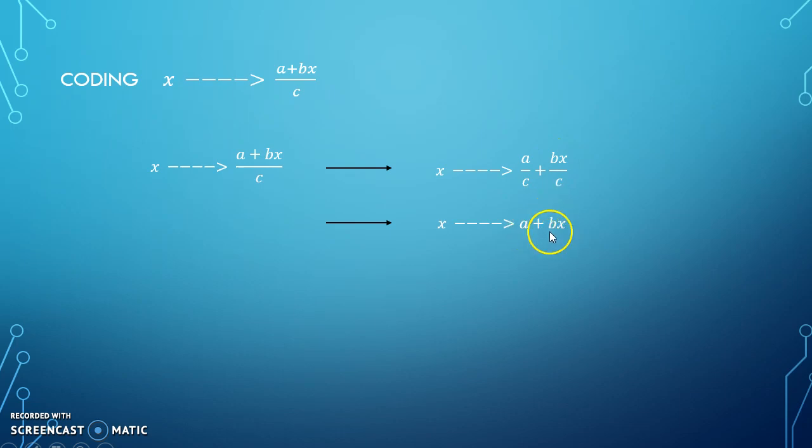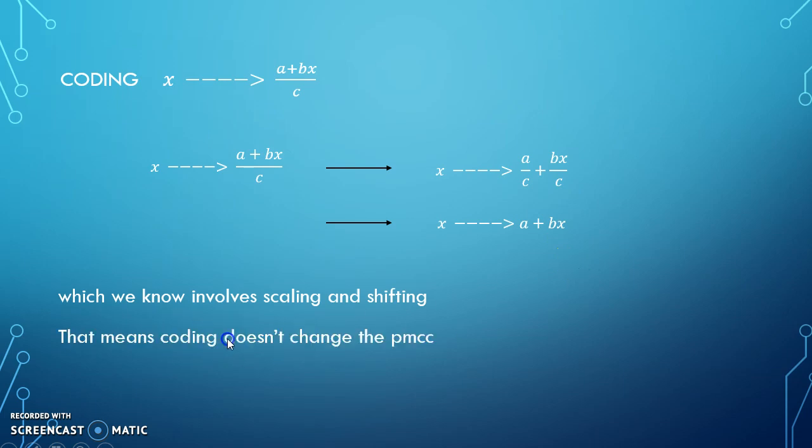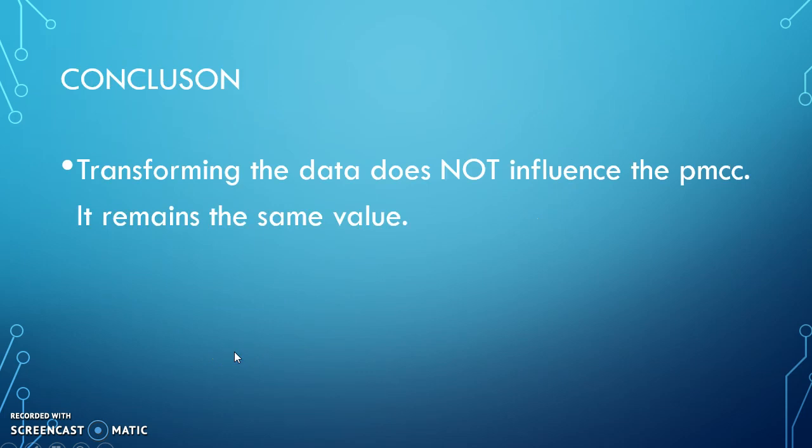And over here, if you look carefully, b is a scale quantity. a is a translation quantity. So we know that translation and scaling doesn't affect the product moment correlation. So it means if both were to happen at the same time, the same result will happen. So that means we know that the product moment correlation coefficient does not change with coding. So transforming the data does not influence the product moment correlation coefficient.